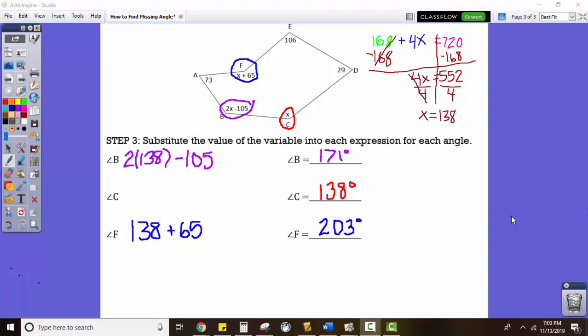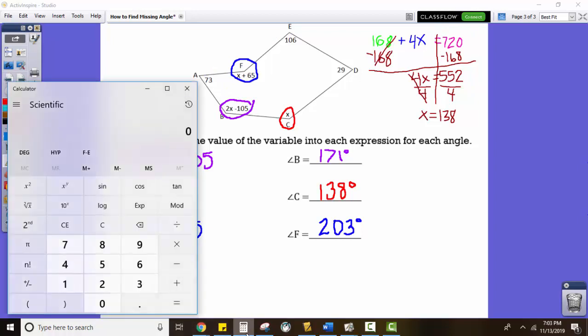Okay, now if I wanted to go check and see if my answer was accurate for all my angles, which is a great strategy for when you're taking your test because you'll be able to know if you got it right or wrong, I'm going to add up all 6 of these angles. So I'm going to add up these 3 degrees for B, C, and F, and then I'll go add the 29, the 106, and the 73, and it should get me to 720. So I'm going to check that right now.